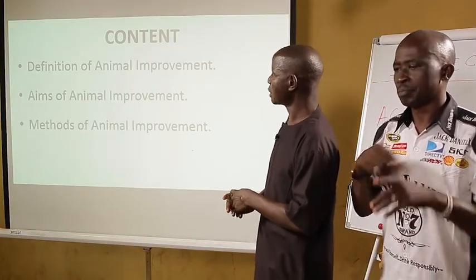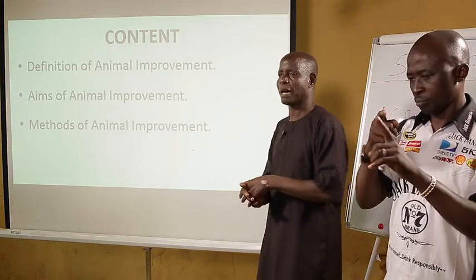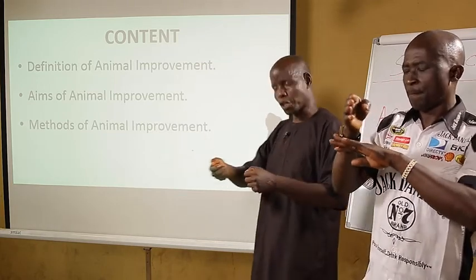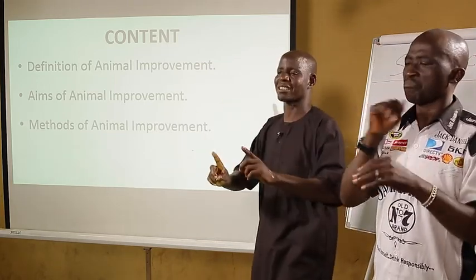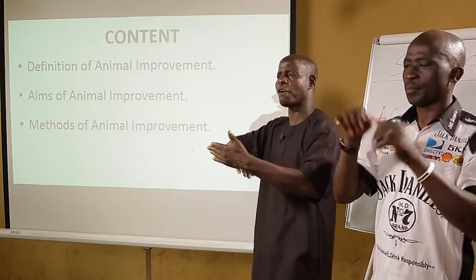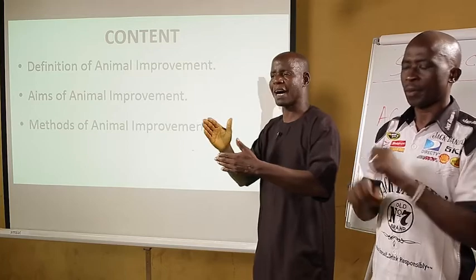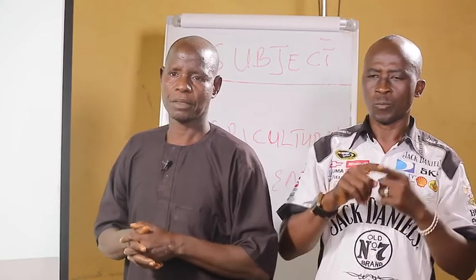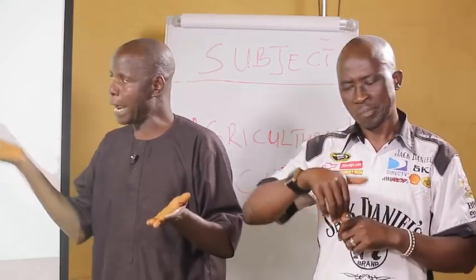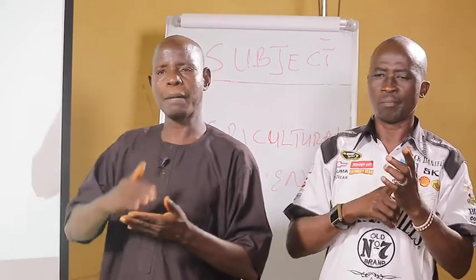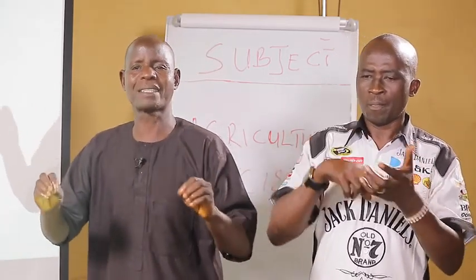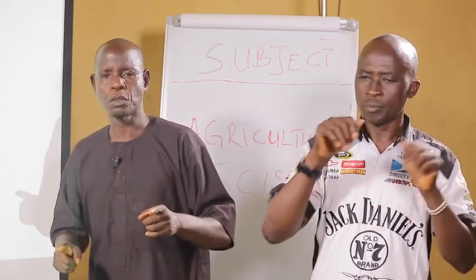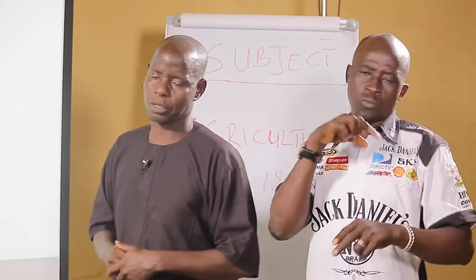We also discussed the aims of animal improvement, in which we crossbreed an animal, in most cases, so that it will be able to convert feed quickly to byproducts. Another aim of animal improvement is to enable the animal to withstand environmental stresses. Also, the animal should be able to produce high-quality products.